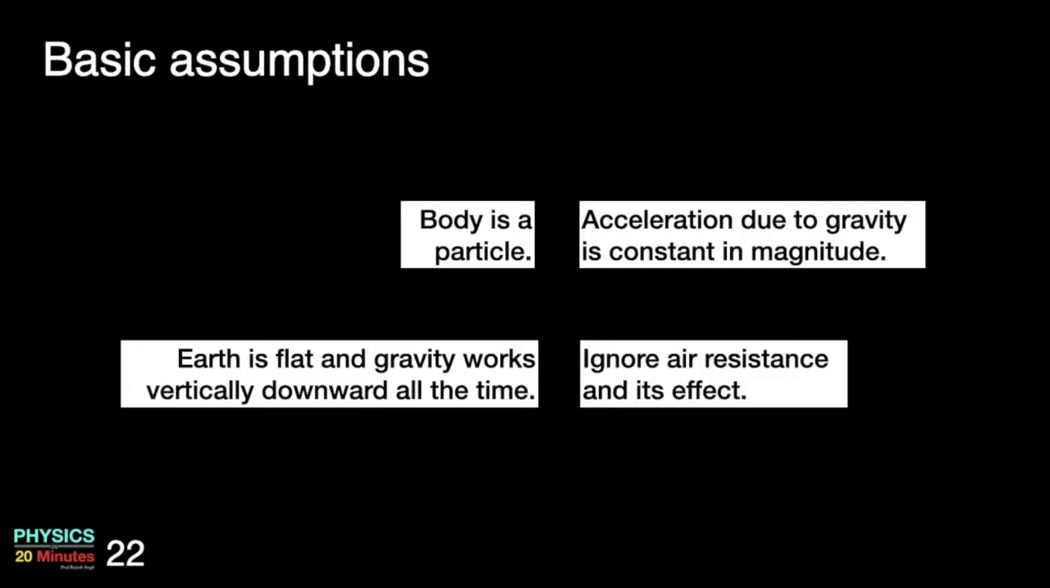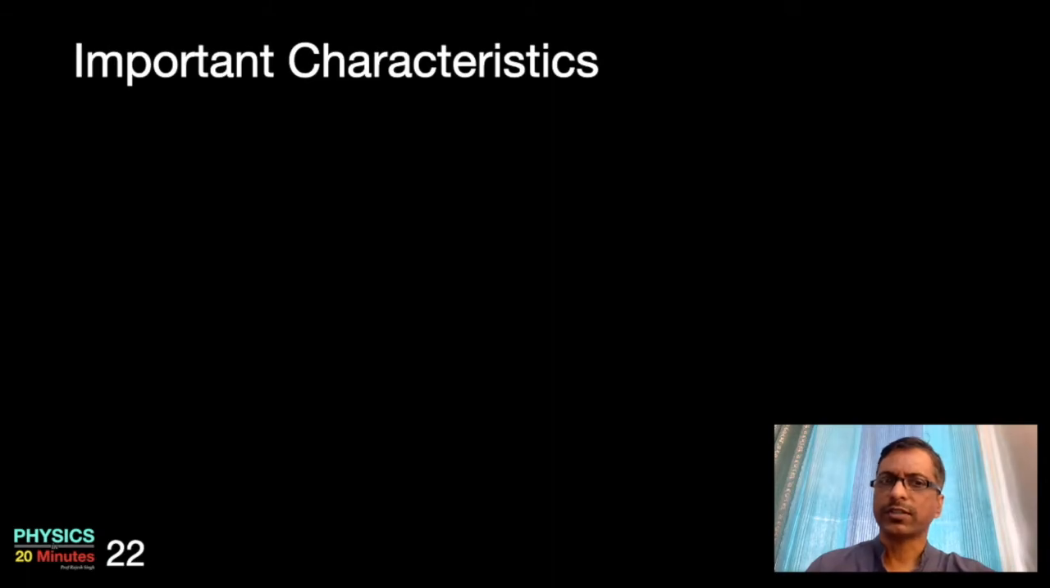Another thing that we are going to ignore is air resistance. The air offers huge resistance to the moving bodies, and because of which their parameters change. But right now here we are going to assume that the air resistance and its effects are negligible. Once we do Newton's laws of motion, perhaps we will be in a position to discuss the effect of air resistance. So what are the important characteristics of projectile motion?